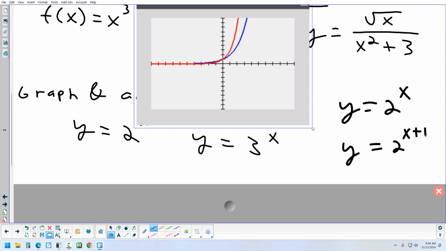We're not talking about transformations yet, but I'm just showing you an example of how you would compare two functions. They should have the same base if you're going to compare them. So this question was a little different. That's why we use the calculator.